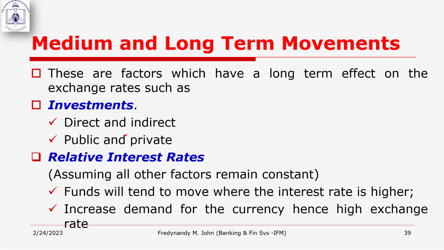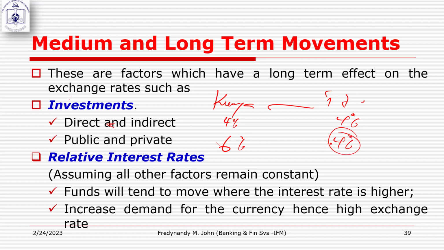Remember the other day I gave you an example of two countries, that is, suppose that we have two countries, say Kenya and Tanzania, where initially the interest rate is 4% in both countries. Later on there was an interest rise in Kenya, let's say from 4% to 6%. Now, if there is an interest rise in Kenya that is 2% more than what is in Tanzania, it means that it becomes easier to borrow in Tanzania and go to invest in Kenya.